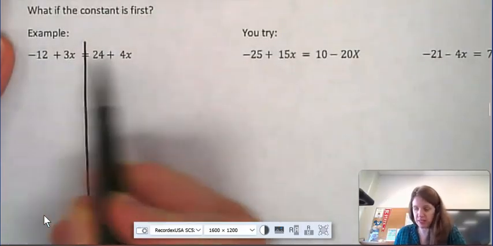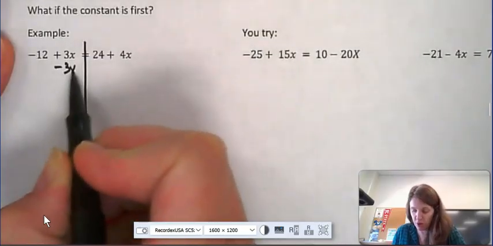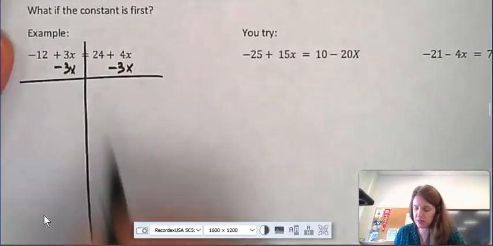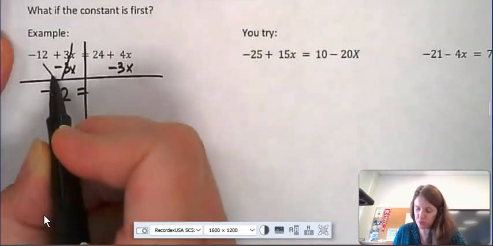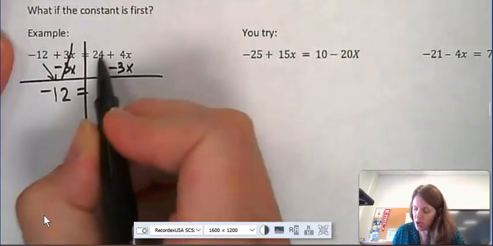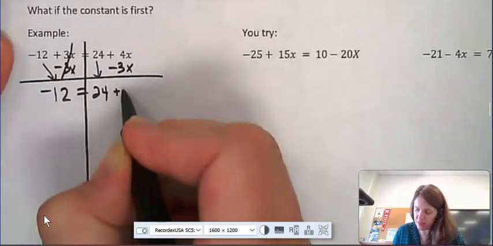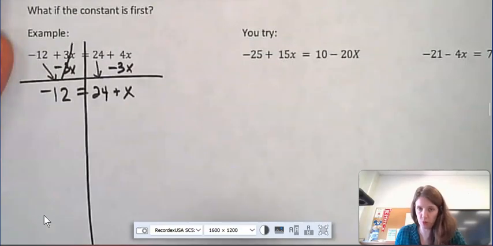So I see that the 3x is here and the 4x is here, right? So if I subtract 3 from 4, right, I'm still going to be positive. So I'm going to go that way. I'm going to subtract 3x. And I'm going to have a -12 on the left still. I just brought that down because I didn't use it. I brought down my 24, and I brought down my positive 1x, right? Because 4 minus 3 is 1, like 1x.